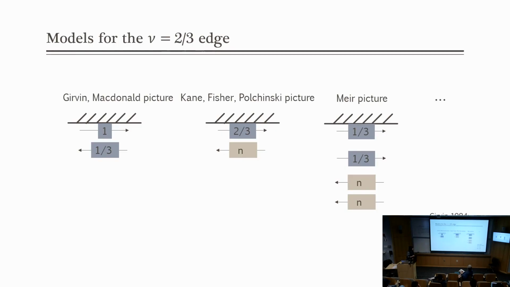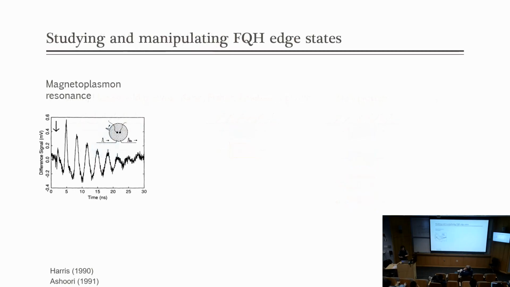Then there came the Kane-Fisher-Polchinski model, which talks about when the different edge states strongly scatter with each other, then you no longer have those well-defined nu equals 1 and 1/3. You have a 2/3 mode and then a neutral bosonic mode going upstream. Then there's the more complicated mirror picture where you break up into 2 downstream modes and 2 neutral modes going upstream, and so on. So this is a small fraction of the theoretical effort to study the edge state.